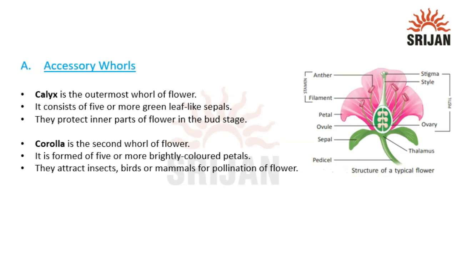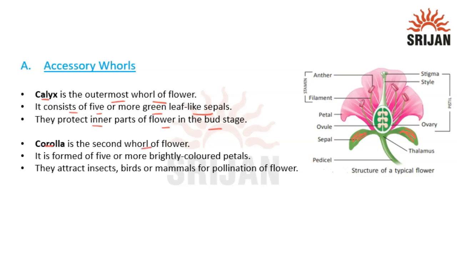First we have the accessory whorls. Accessory whorls include calyx and corolla. Now calyx is the outermost whorl of the flower. Calyx consists of 5 or more green leaf-like sepals. Like here we can see these green structures. These are called sepals and they are united, called the calyx. What it does is that it protects the inner parts of a flower in the bud stage. When the flower is not fully grown or fully bloomed, it protects the flower in the bud stage.